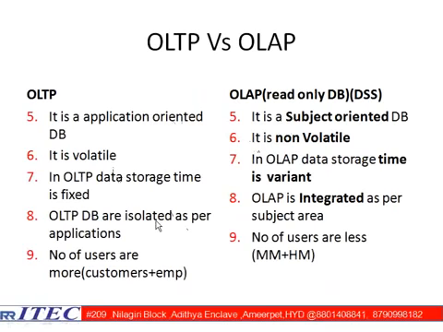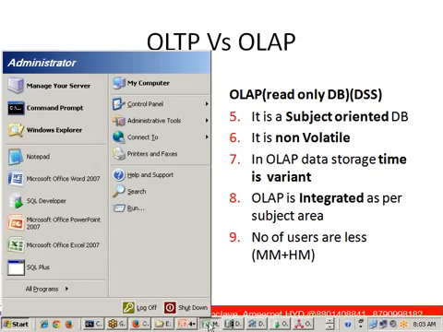Now, if people understand one point, the point is it is volatile, it is non-volatile. Next one. In OLTP, data storage time is fixed, whereas in OLAP, data storage time is what, sir? Variant. What is the meaning of this? Right. So to understand this meaning, let us go for some other example.